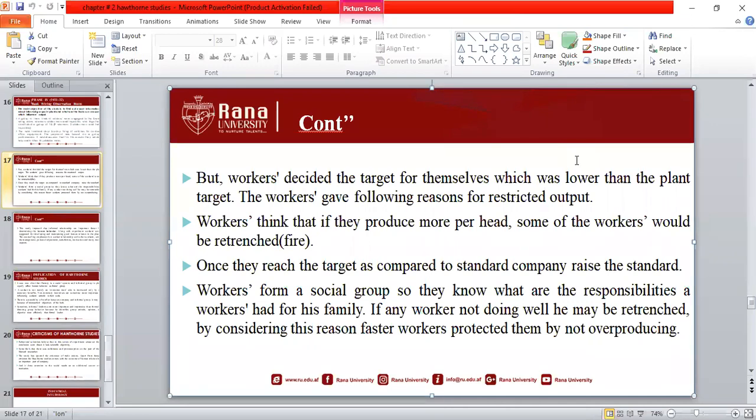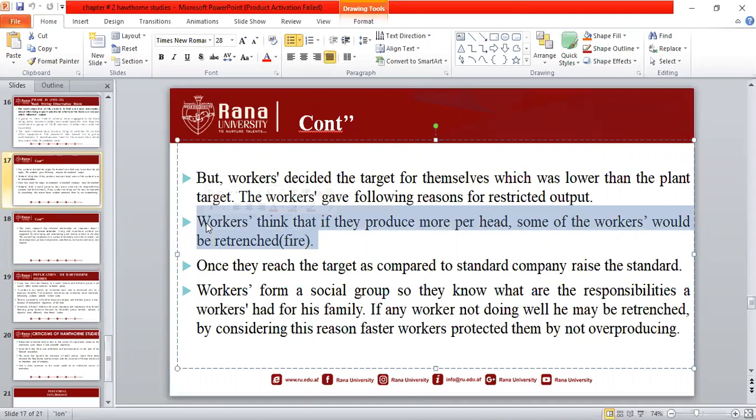If we don't bring any force on ourselves, definitely tomorrow they cannot force us, because this low performance will go on for longer and longer. If we provide outstanding performance today, definitely tomorrow they will again ask for the same performance. So that's why they formed an informal group. Workers think, look, this is a graph. Workers think that if they produce more per head, some of the workers would be retrenched or fired.